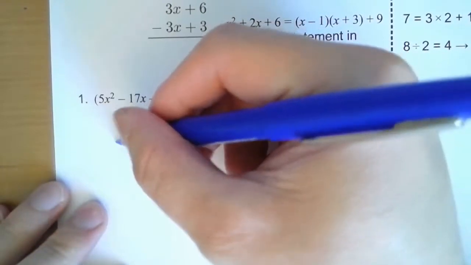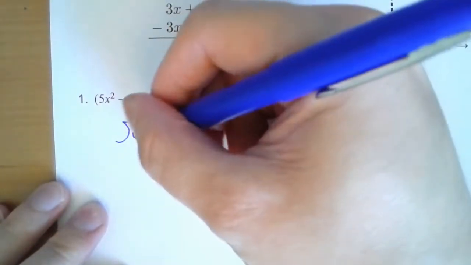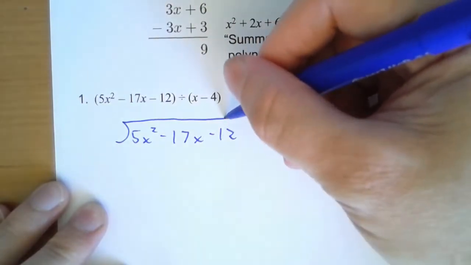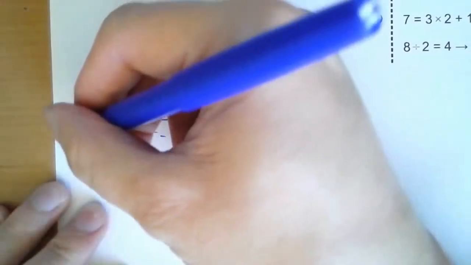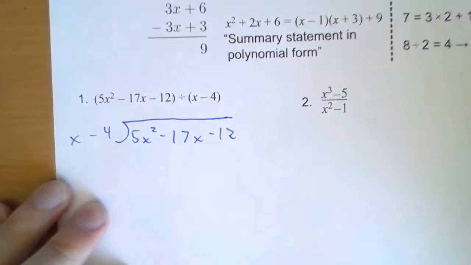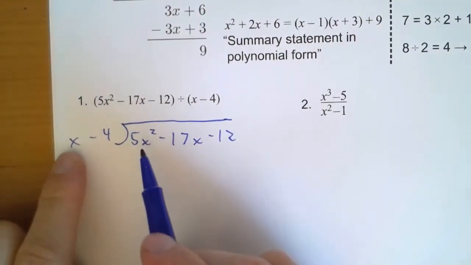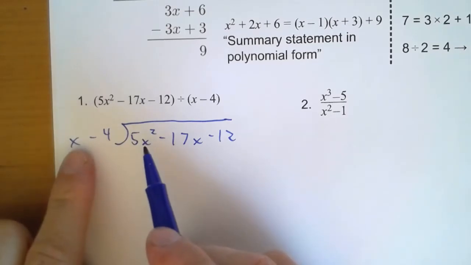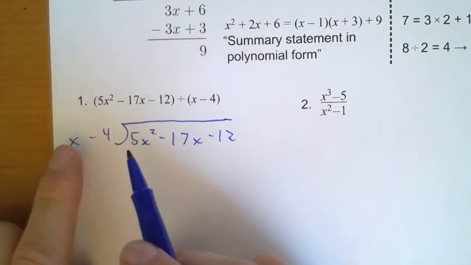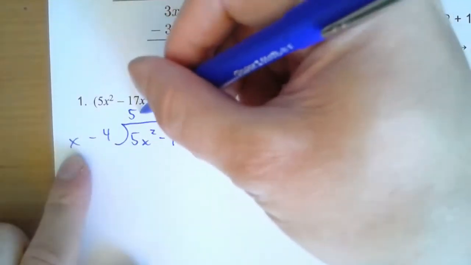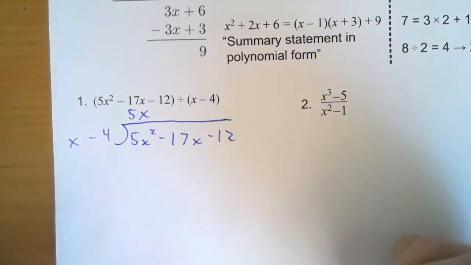So we have to put the 5x squared minus 17x minus 12 inside the house, and then the x minus 4 out here. And then we're just looking at the first term. So we're seeing how many times does x go into 5x squared, or what do I need to multiply x by to get 5x squared? Of course, x times 5x is 5x squared.